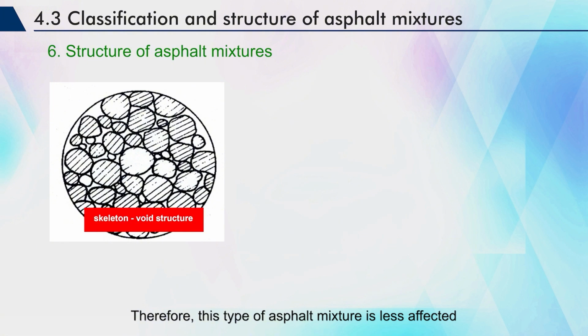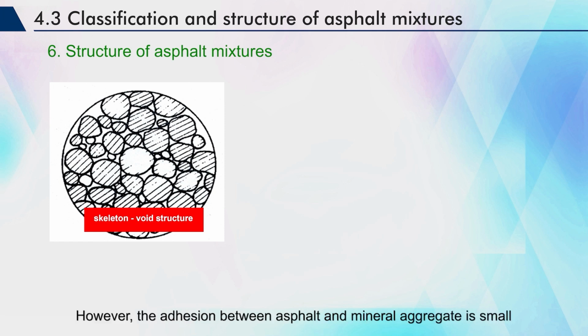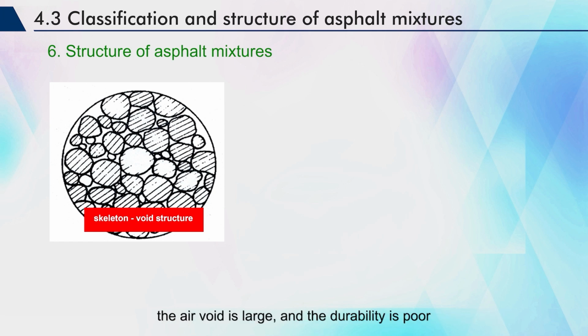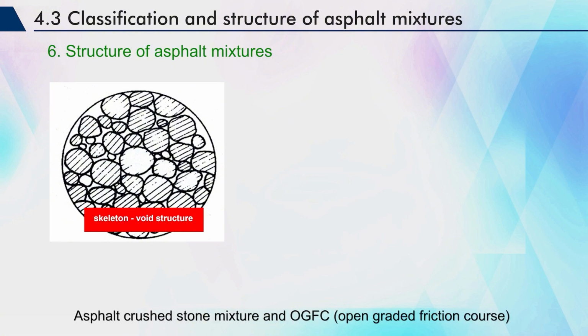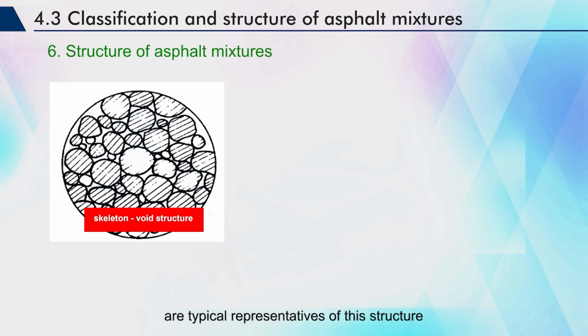Therefore, this type of asphalt mixture is less affected by changes in the properties of the asphalt material and therefore has good thermal stability. However, adhesion between asphalt and mineral aggregate is small. The air void is large and the durability is poor. As for the crushed stone mixture and OGFC, open graded friction course is a typical representative of this structure.